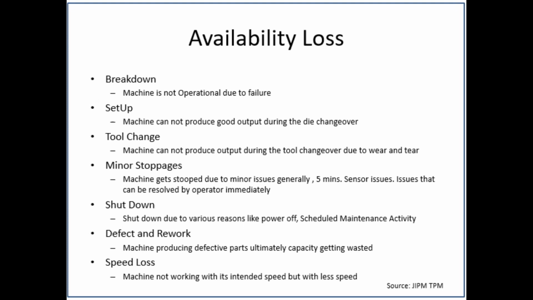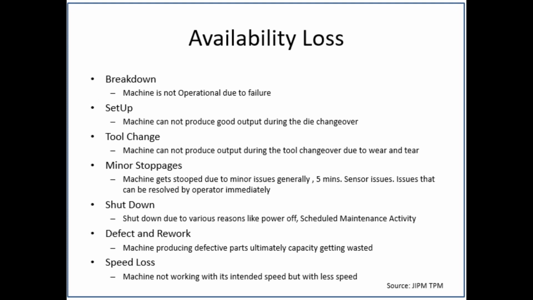Tool change, again, whenever a machine is not producing anything because of changes in the tool, it is called a tool change loss. Minor stoppages, generally the machine gets stopped due to some minor issues, say less than 5 minutes, which generally do not get documented in the production report. We call it minor stoppages.